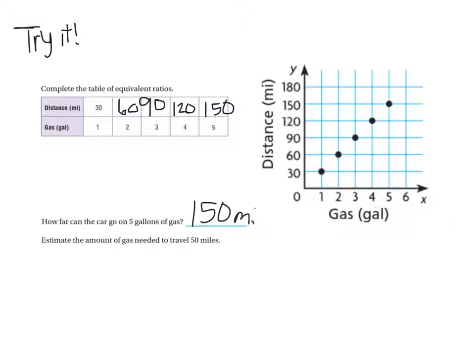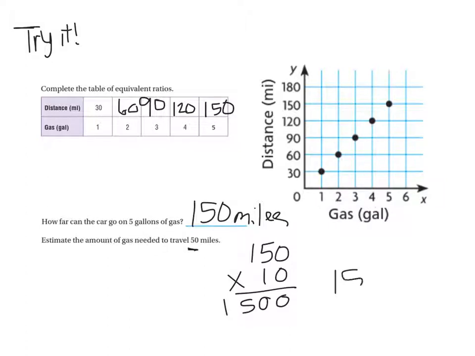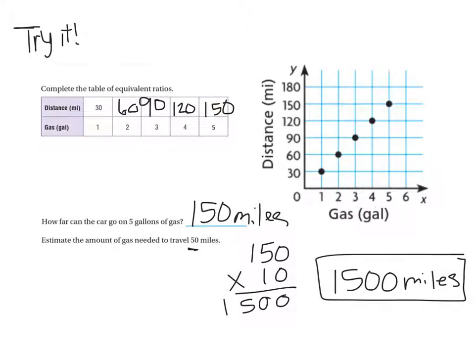150 miles. Now, obviously, the graph doesn't go all the way out to 50 like it does here. But I could take 150 and times it by 10, because 5 times 10 is 50. So I'm just multiplying that by 10, and that would give me 1,500. So it'd be about 1,500 miles to go 50 gallons. That's a long ways. That's like across the country. From here to New York, it's about 1,500 miles. So you need a lot of gasoline to get there.